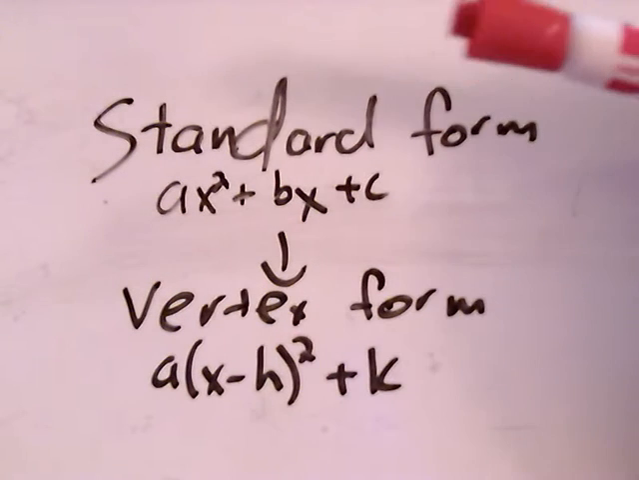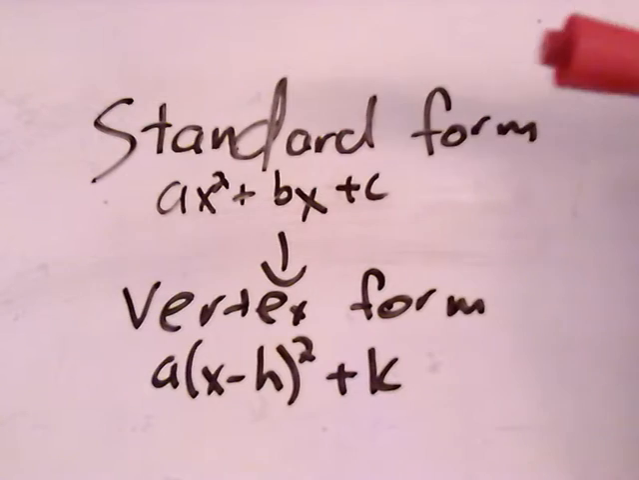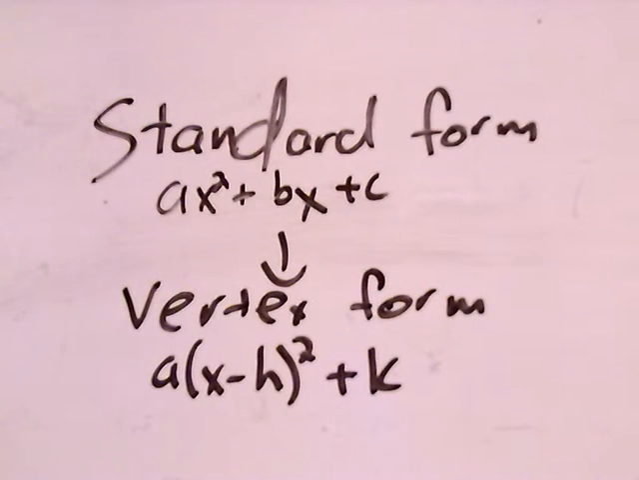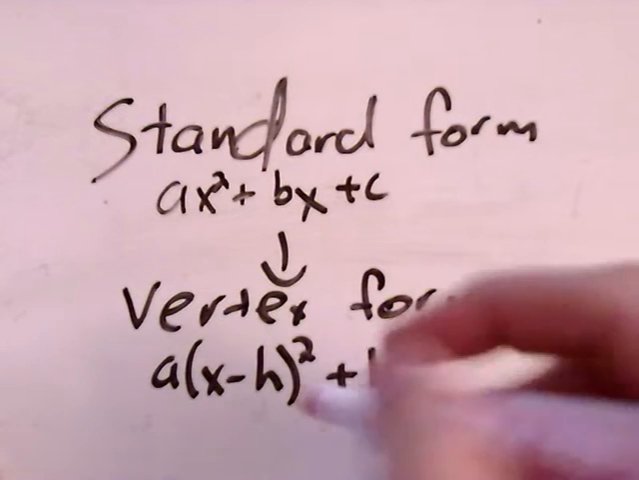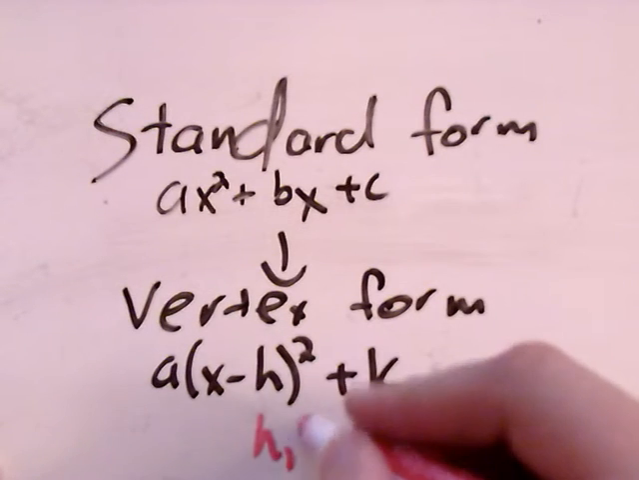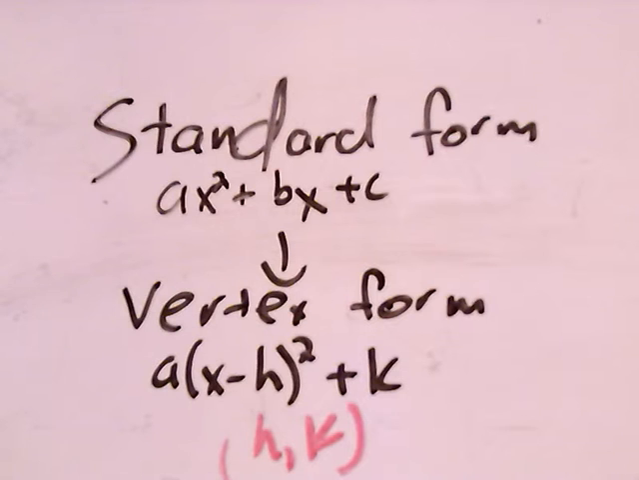Alright, in this video we're going to talk about taking standard form of a quadratic equation, which is right here, ax squared plus bx plus c, and converting it to vertex form, which is a(x minus h) squared plus k. That's with the vertex (h, k), just like we talked about in class. Alright, so the first one.